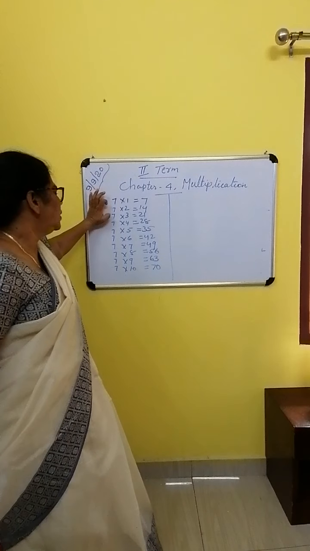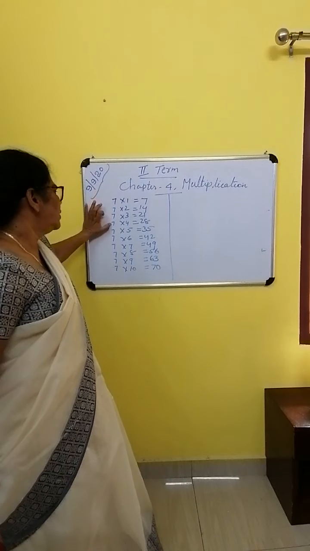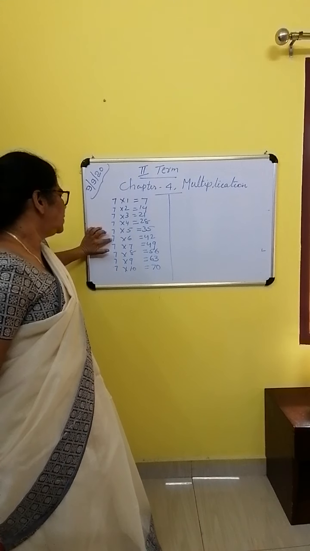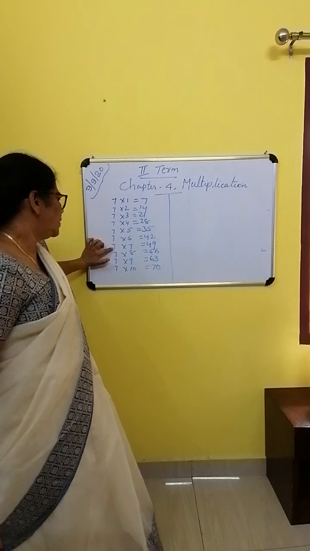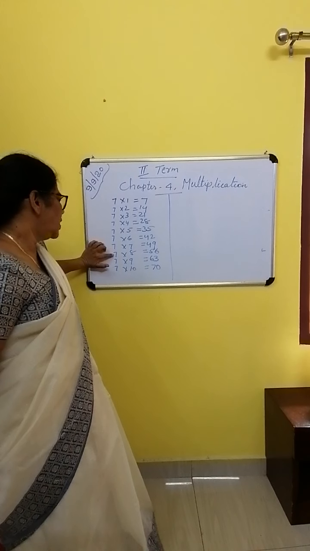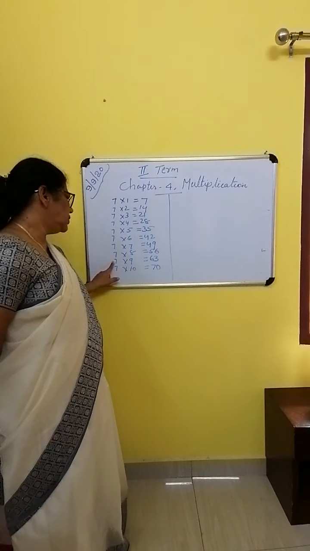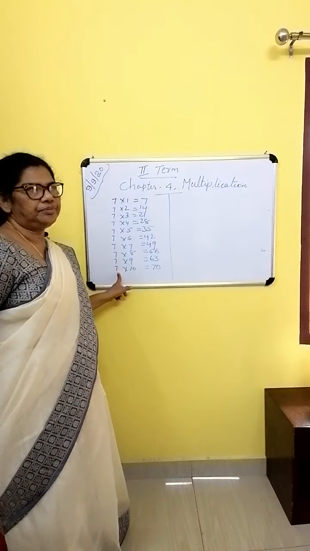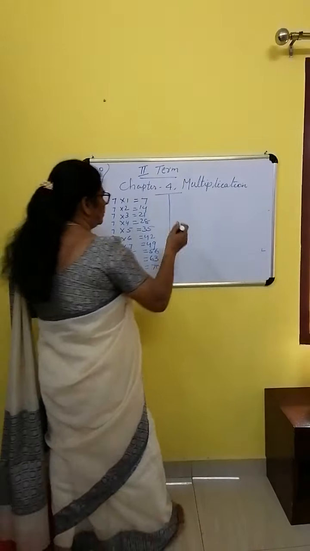Once again, 7 1s are 7. 7 2s are 14. 7 3s are 21. 7 4s are 28. 7 5s are 35. 7 6 are 42. 7 7s are 49. 7 8s are 56. 7 9s are 63. 7 10s are 70. Okay. 8 also.